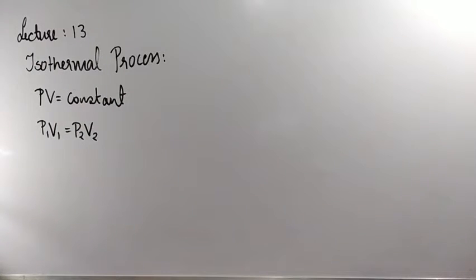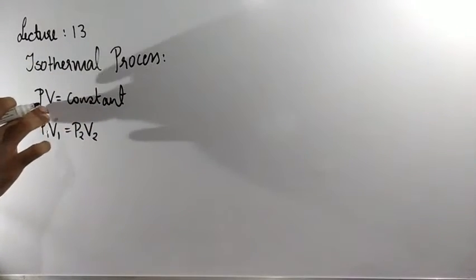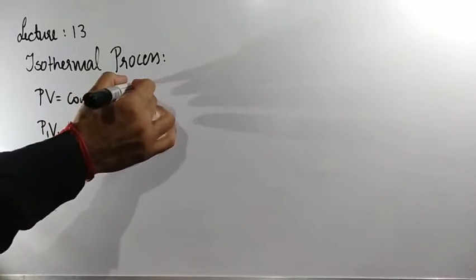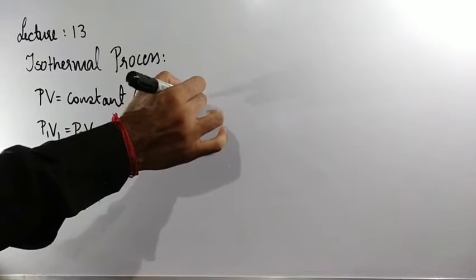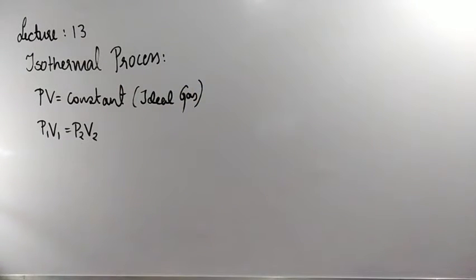Clear? Are you understanding? In case of isothermal process, PV is equal to constant for ideal gas condition. This is for ideal gas. Ideal gas means what? A gas which obeys all the gas laws at all conditions.